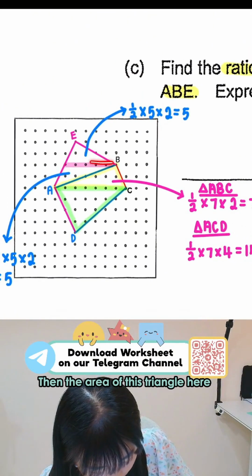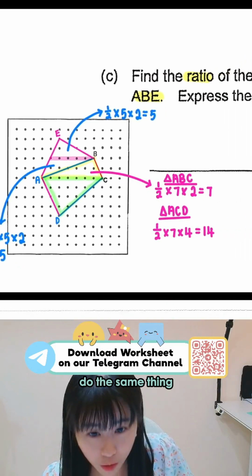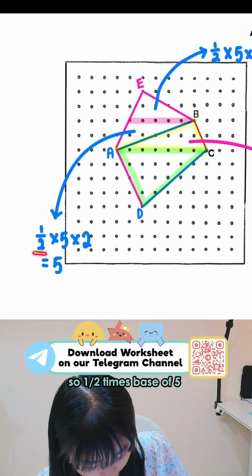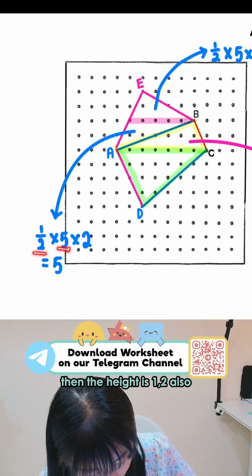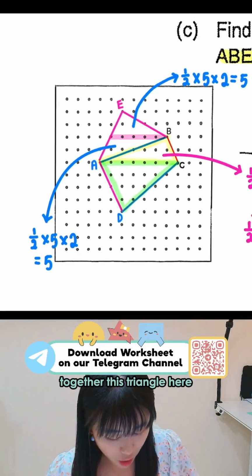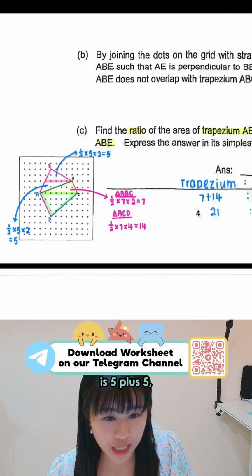Alright, then the area of this triangle here, do the same thing. So you have 1, 2, 3, 4, 5. So half times base of 5. Then the height is 1, 2 also. So half times 5 times 2, you get 5. So together, this triangle here is 5 plus 5.